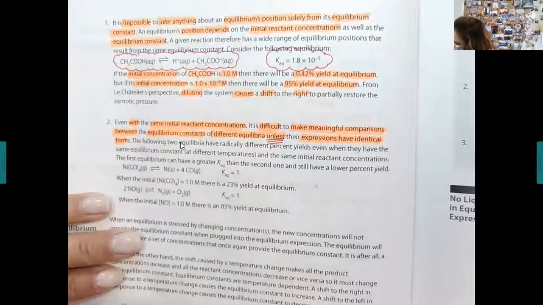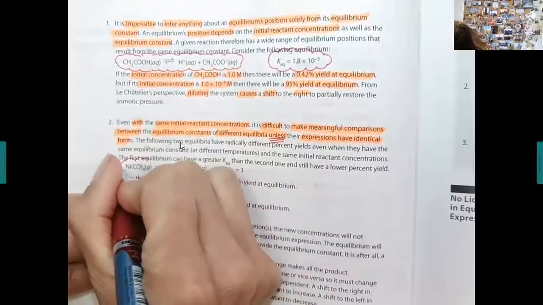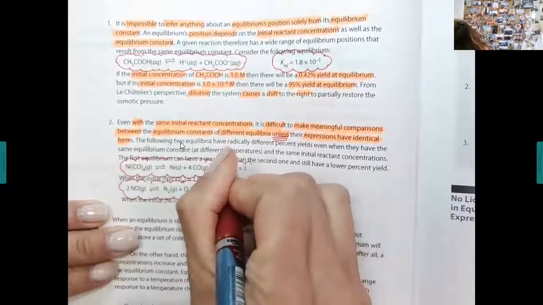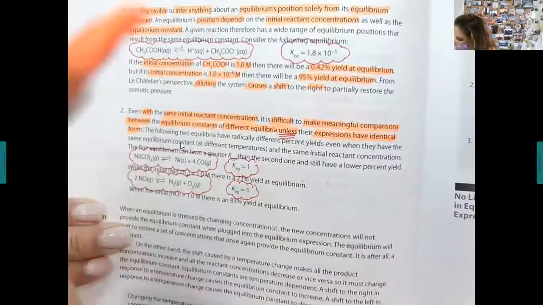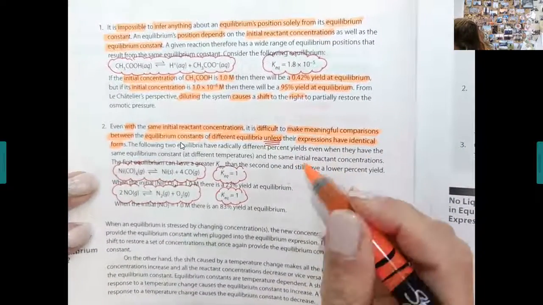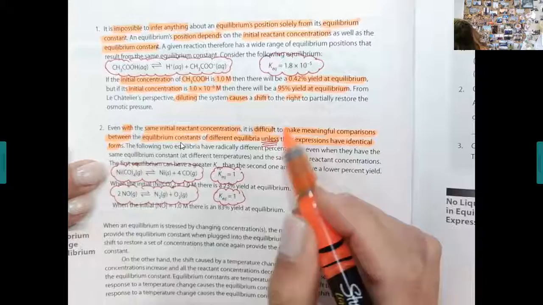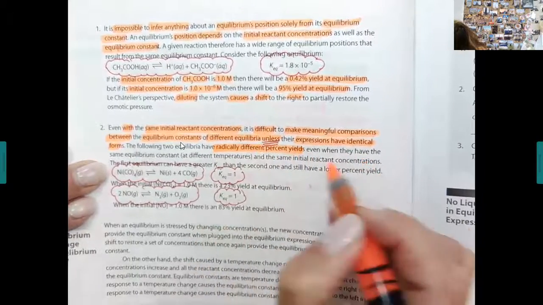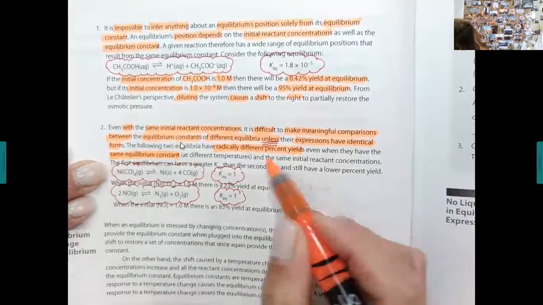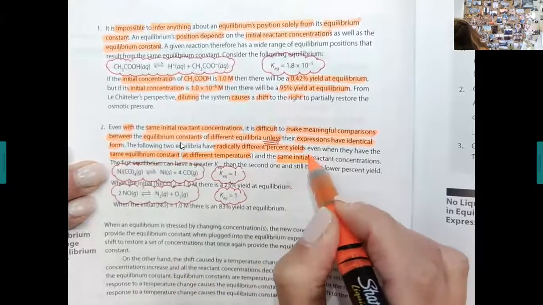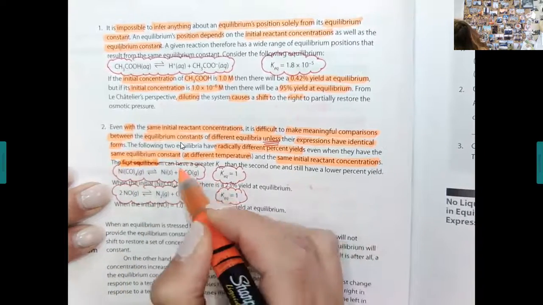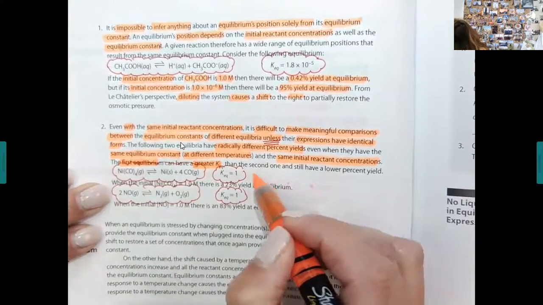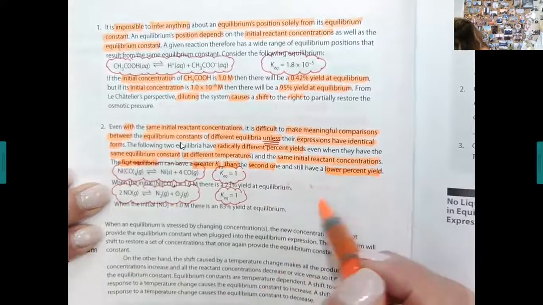Okay, so here we have two different reactions at equilibrium, and they have equilibrium constants of 1 each. So they have much different percent yields even though they have the same equilibrium constants, which are at different temperatures, and the same initial reactant concentrations. So this first equilibrium can have a greater KEQ than the second one, but still have a lower percent yield.